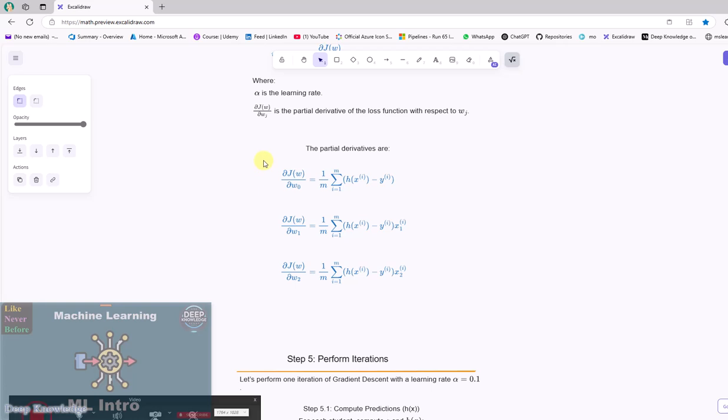So by the way, this is already explained in more detail in the linear regression video. So please do have a look at the video before. I will also attach it in the video description.